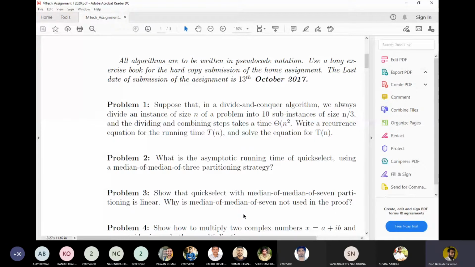Yes, Master's theorem. Using Master's theorem, your a value is 10, and b value is 3. Now we have a term, that is k value is 2, theta of n square.